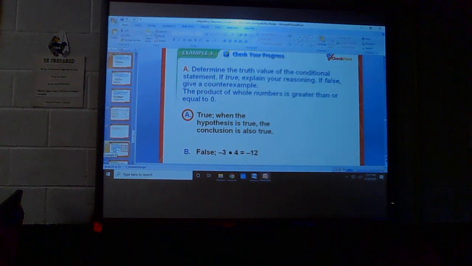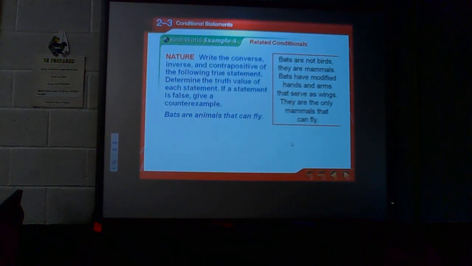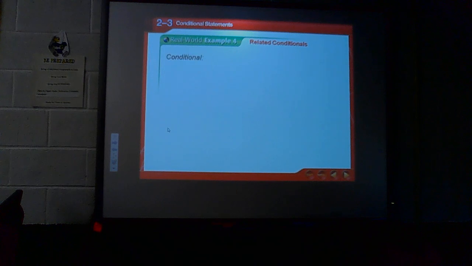And then if we continue on, this is one of the problems where we would look at all four of the things. So it says write the converse, the inverse, and the contrapositive of the following, and then determine the truth value of each statement. If it is false, give a counterexample. So the first thing that I'm going to do is take my original sentence, bats are animals that can fly, and write it in if-then form. And if I do that, I get, if an animal is a bat, then it can fly.